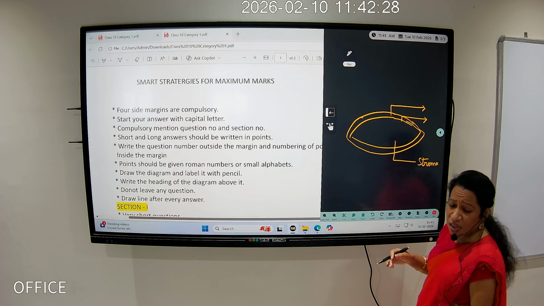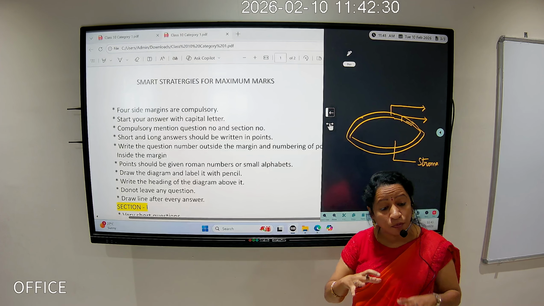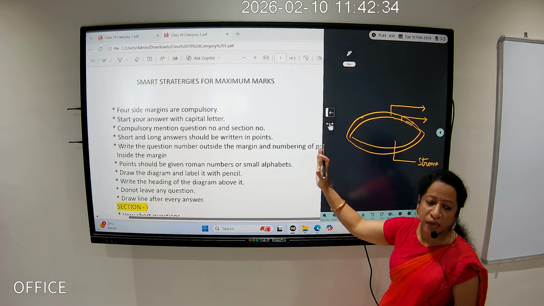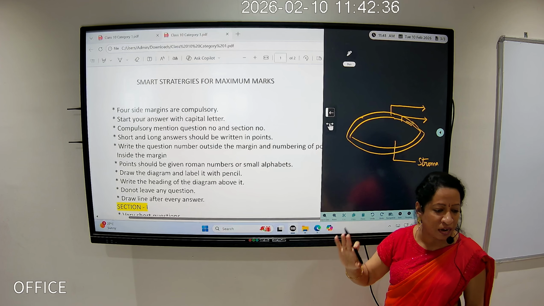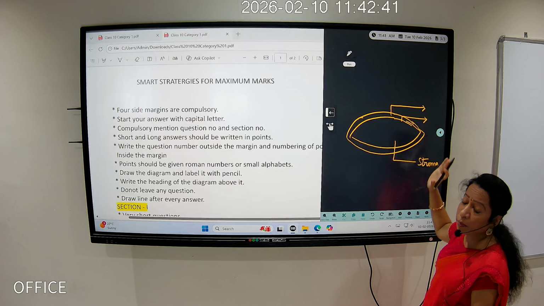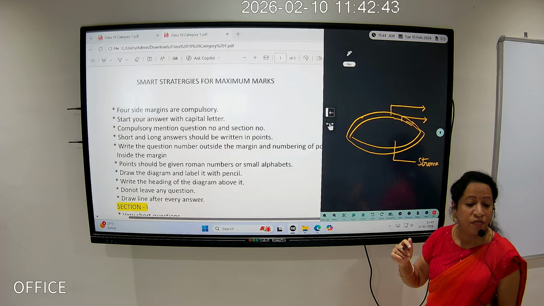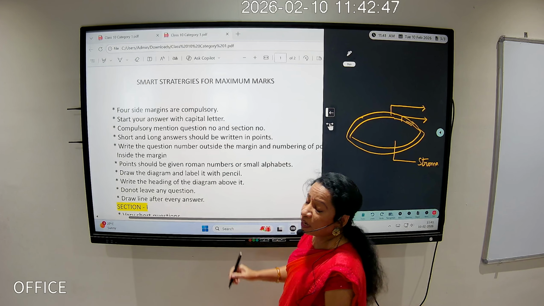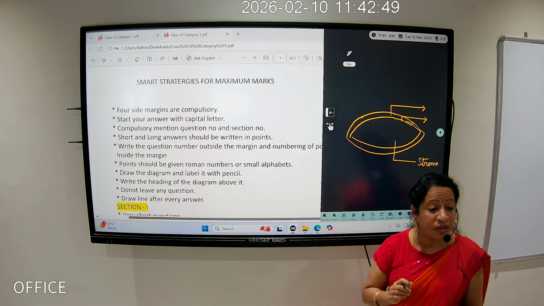Okay, like this. See, there are some diagrams which have more number of labels. For them, few of the labels you can do towards your left side also, but check and see that they all will be towards the right side whenever you are writing. Write the heading of the diagram above it. This is very, very compulsory.